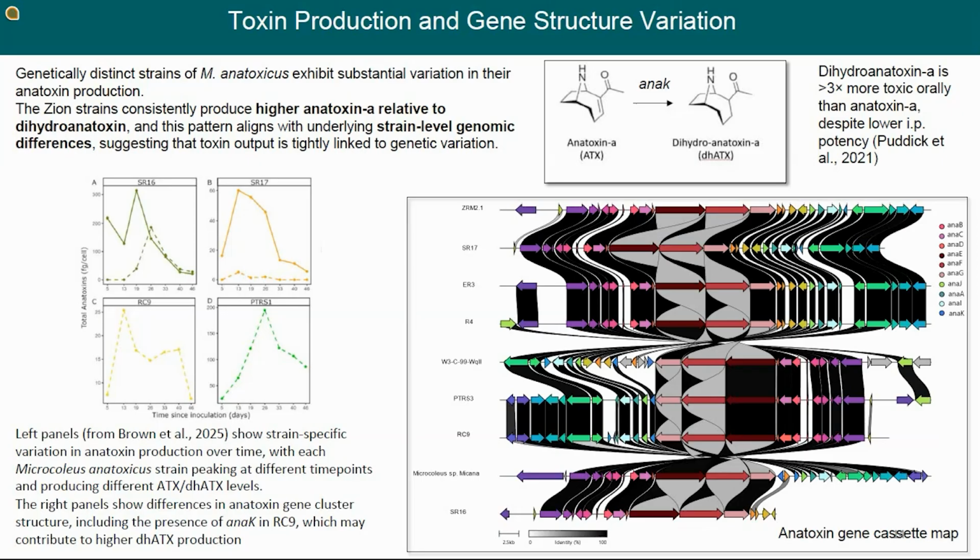But more important is this ANA-K, which is highlighted in blue. The presence and absence of this can tell which toxic species will produce what kind of toxin. So we see that ANA-K was present in PTRS3, and also in RC9. However, it was missing from SR17 and SR16, which showed that ANA-K presence can lead to only dihydroanatoxin production.